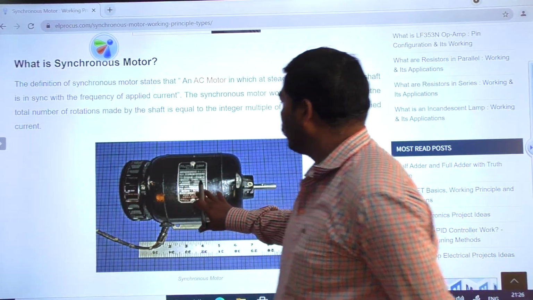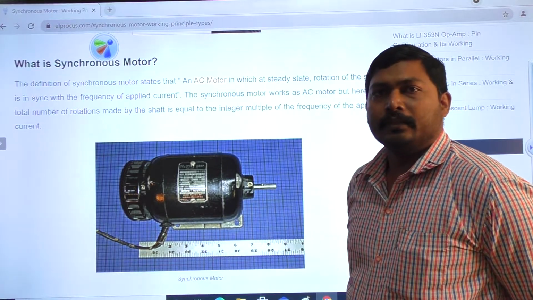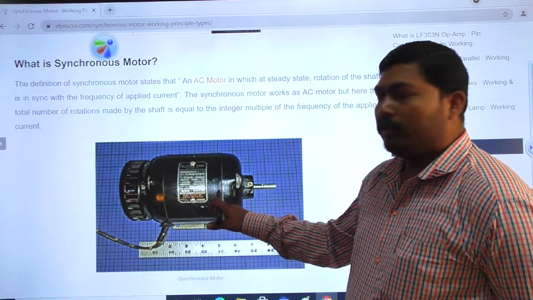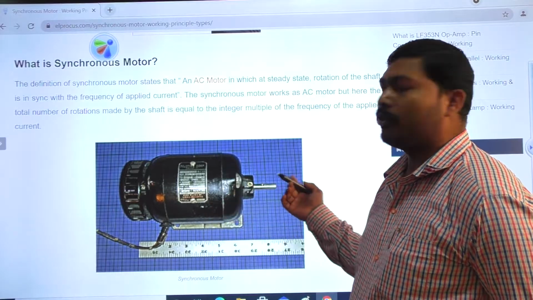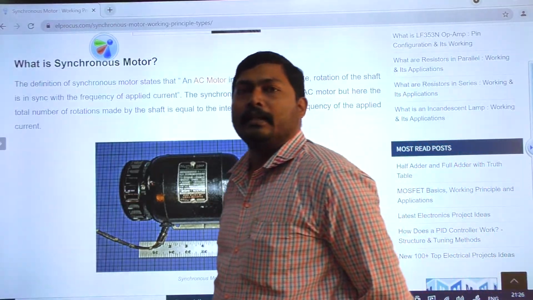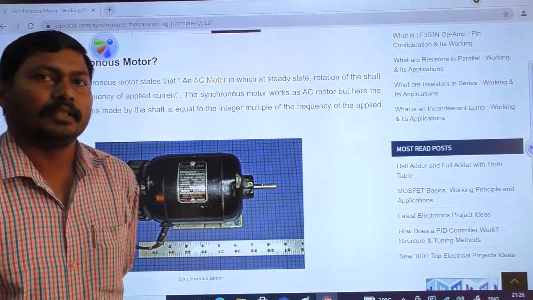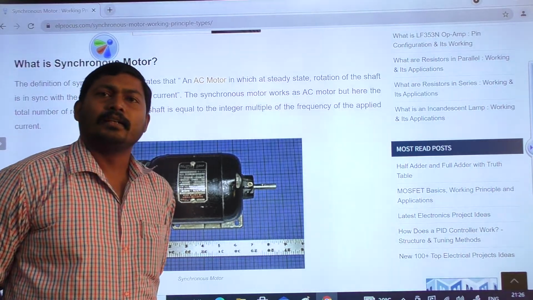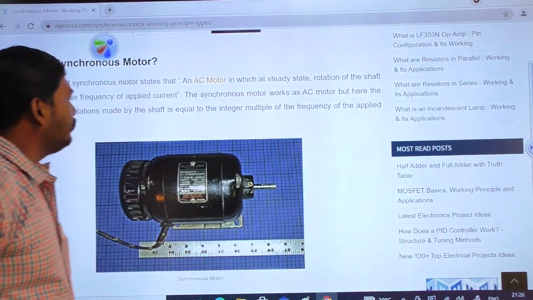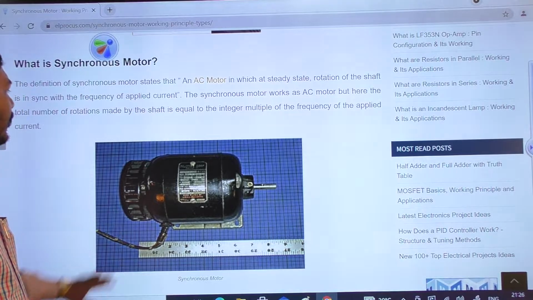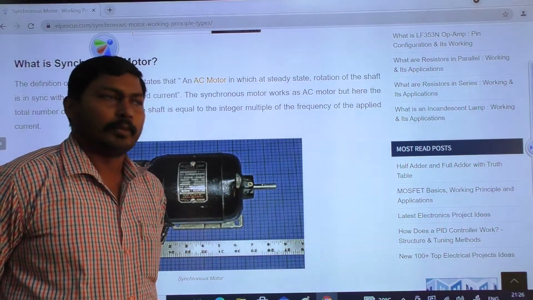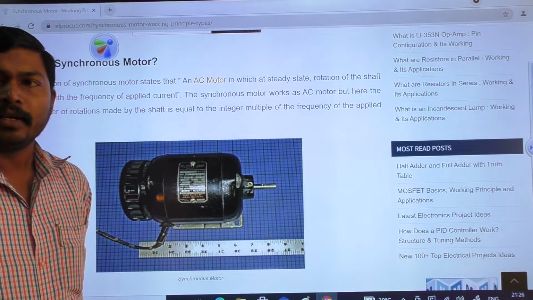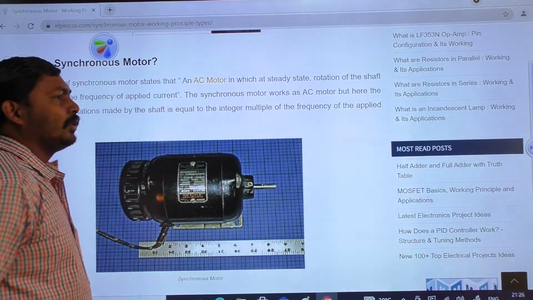So this is a motor which is shown on your screen now. We have to put supply, that means three-phase supply, and we'll get the output in terms of mechanical output. That means we'll get rotation. Now how this will get rotated, let us understand. Basically it has a stator and a rotor. So there are two parts: one is the stator part, the other part is the rotor part.